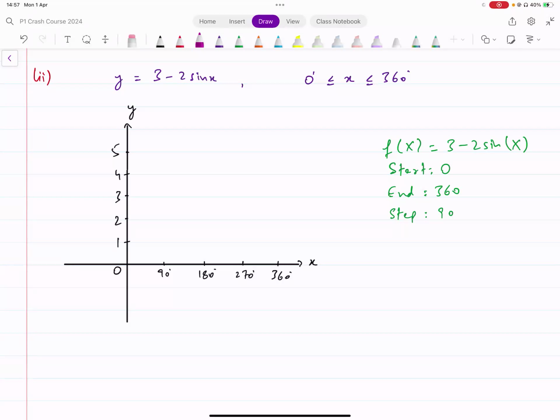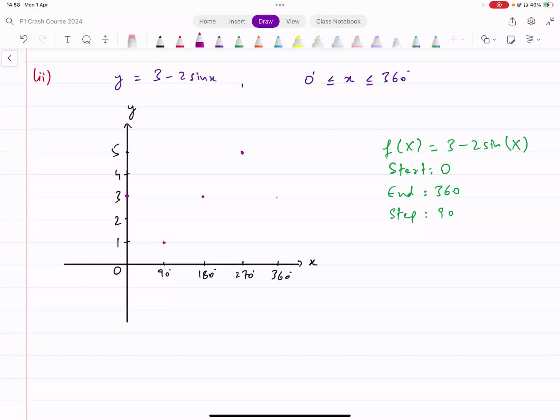At 0, my calculator is giving me 3. At 90, it's 1. At 180, it's 3 again. At 270, it's 5. And at 360, it's 3 again.